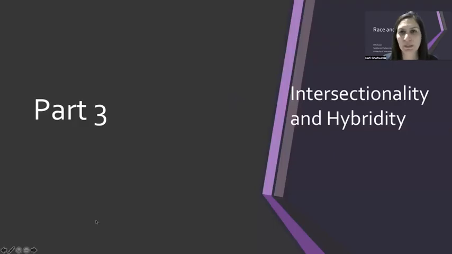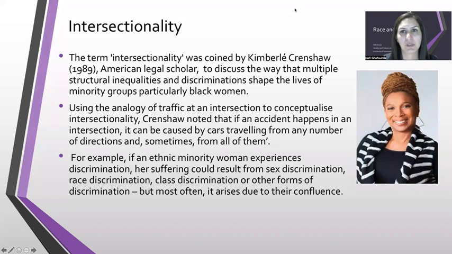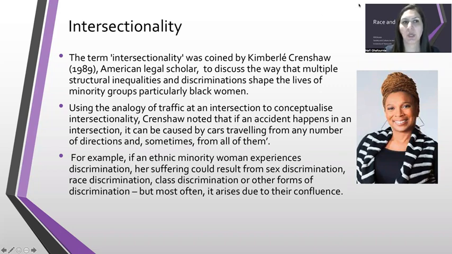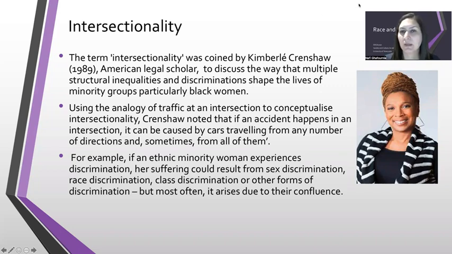Okay, this is part 3, and we're going to talk about two theories of intersectionality and hybridity. So first, intersectionality. The term intersectionality was first coined by Kimberlé Crenshaw, an American legal scholar, and she discussed the way that multiple structural inequality and discrimination shapes the lives of minority groups, particularly Black women.